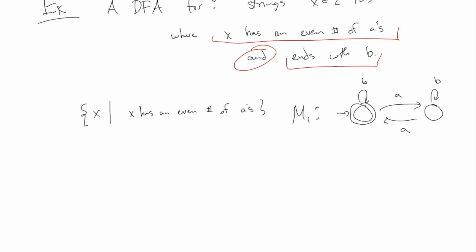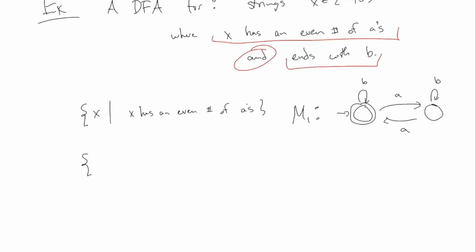So this one will accept if there are no a's. It will also accept if there are two a's, because then it'll go 1, 2, or 1, 2, 3, 4. So any even number of a's will be accepted here, and there could just be extra b's anywhere. So that's the first machine for the first language. That's this language. And then, it also ends with a b.